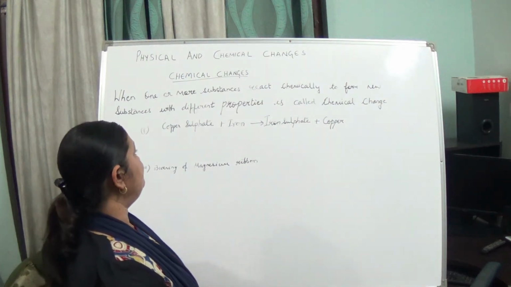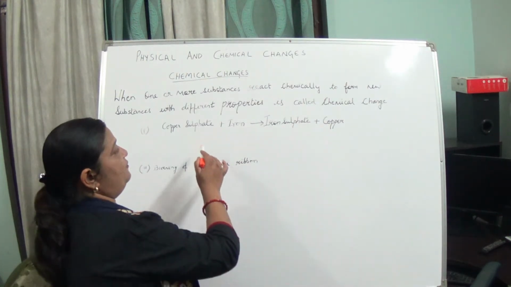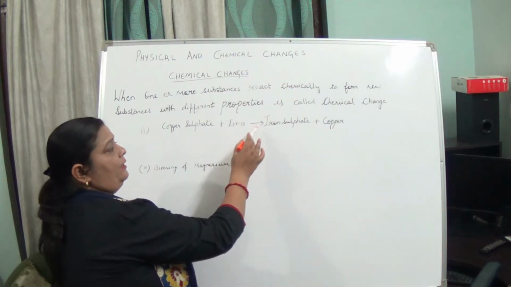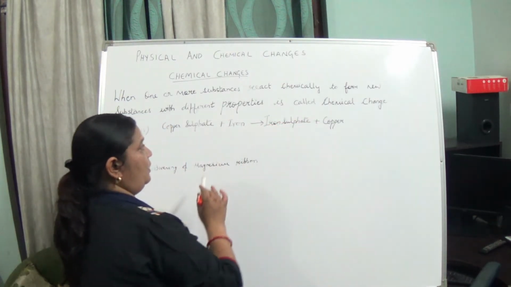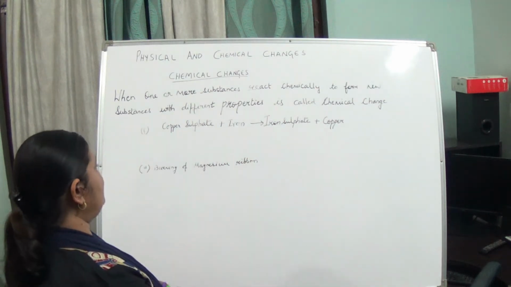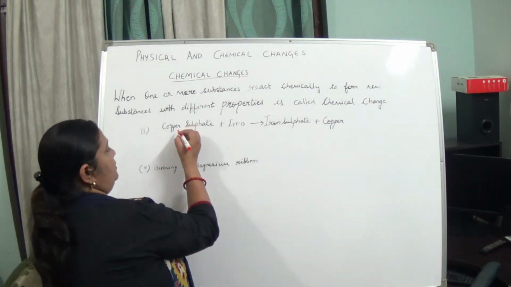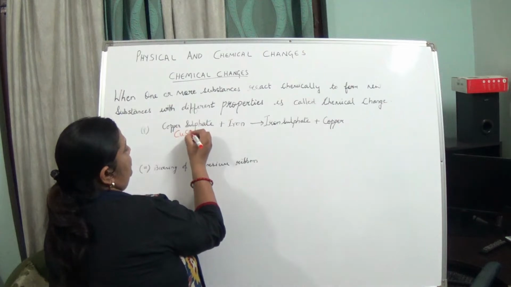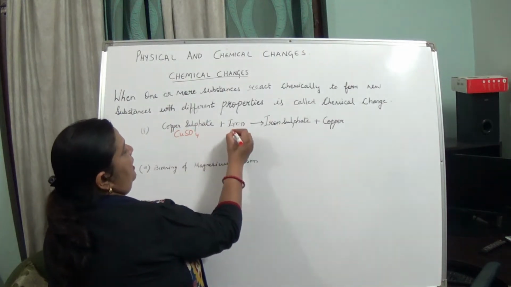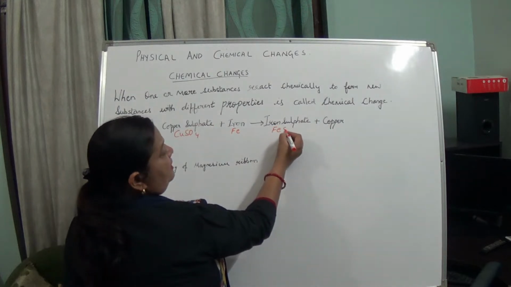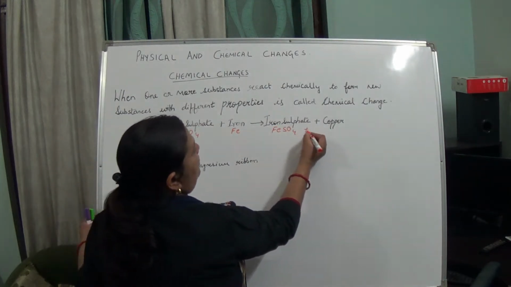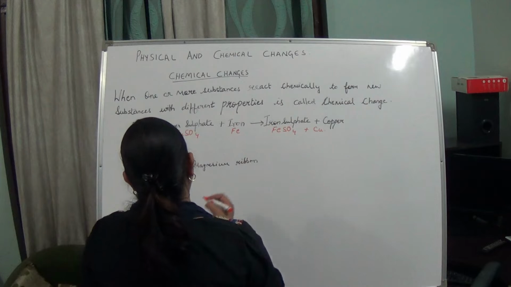For example, if we take copper sulfate plus iron, when it reacts it gives iron sulfate plus copper. Copper sulfate's formula is CuSO4. Iron sulfate you are getting is FeSO4, plus copper. Actually, see what has happened.